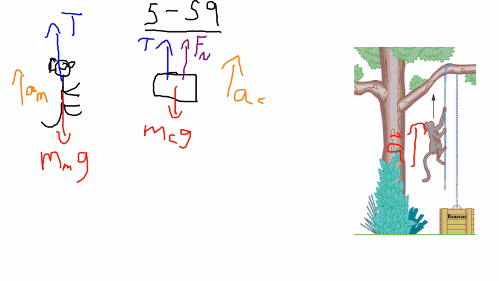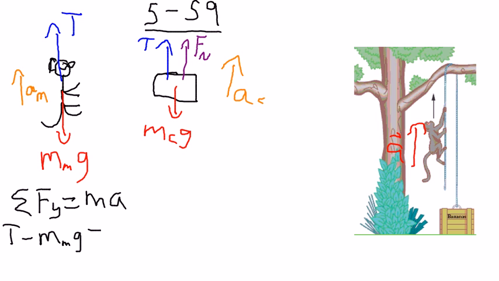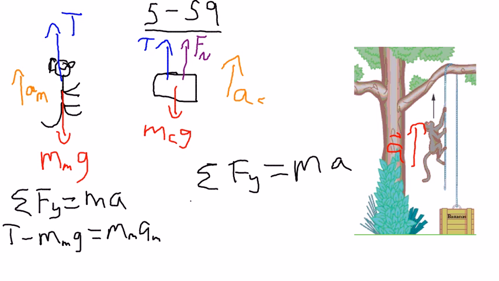So from here you should be able to set up some of the forces if you want. So you could look at the monkey. You could say, okay, the sum of the forces in the y direction is equal to ma for my monkey, and so we got T minus the mass of the monkey times g equals the mass of the monkey times the monkey's acceleration, which is what we want to find. And you can do similarly for the crate. The sum of the forces in the y direction for the crate is equal to ma as well. And so for the crate we got T plus the normal force minus the mass of the crate times gravity equals the mass of the crate times the crate's acceleration.